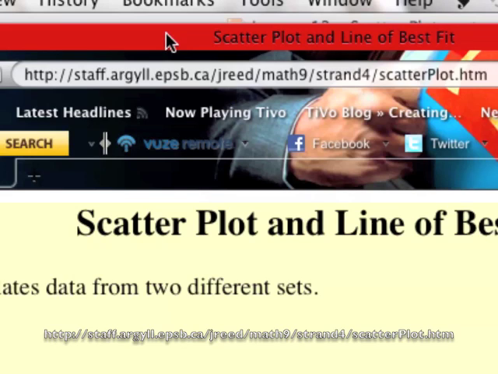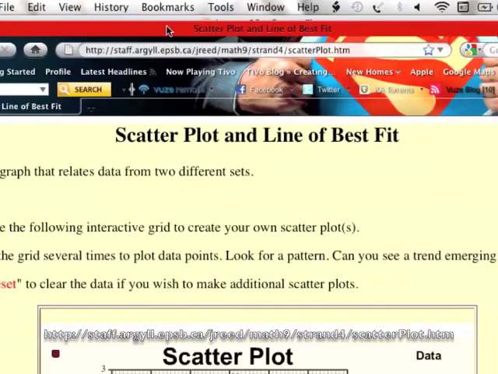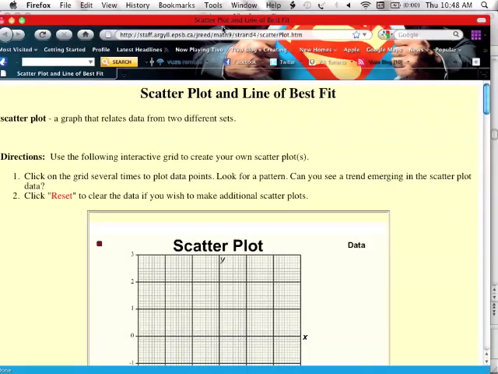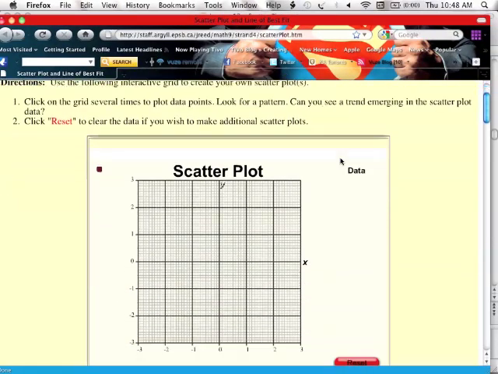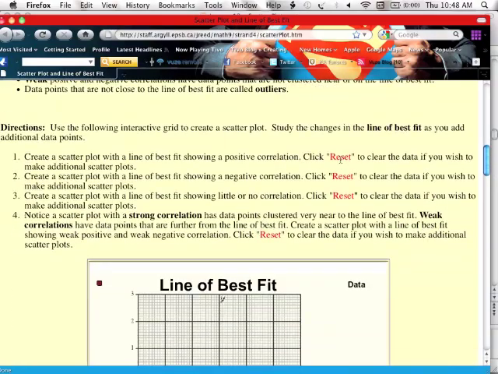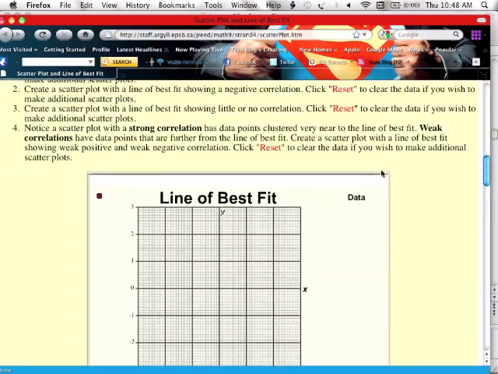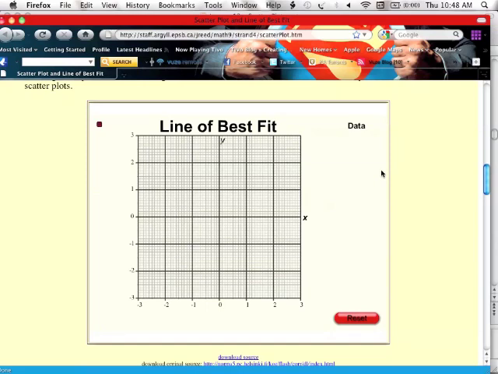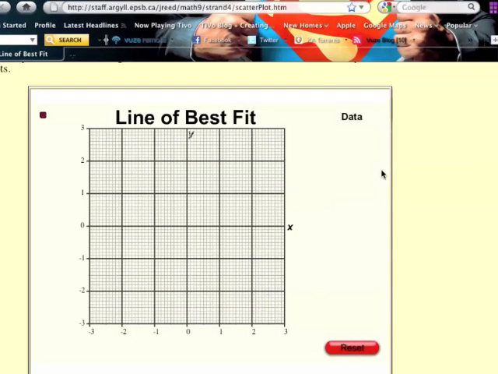Once we're at this website, let me shrink this back again. Now we're going to scroll down. Don't use the first one. Use the second one, because this is the one that will actually give you your line of best fit. Let's see if I can expand this a bit, and hopefully it'll let me plot our points. So here's one point. So I have one point.